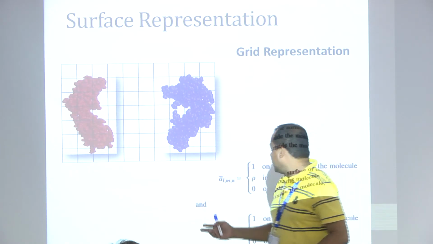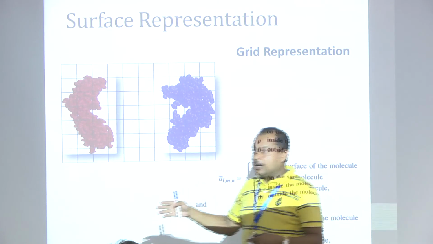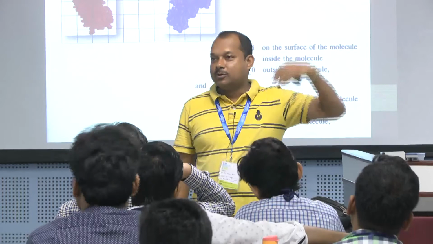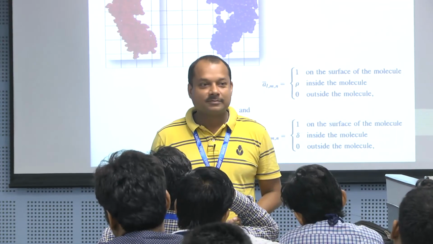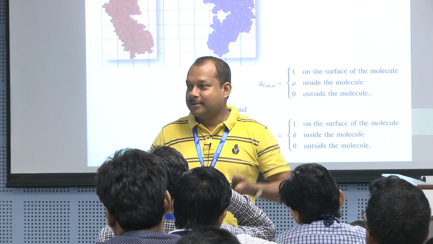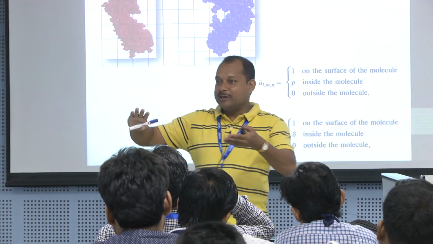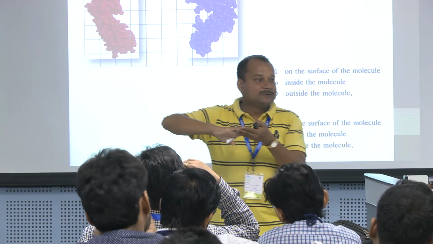And when it is rho or delta or delta delta, that indicates a very high positive value. What is the meaning of that? There is a clash, right, because it is going inside. So, that is not allowed.